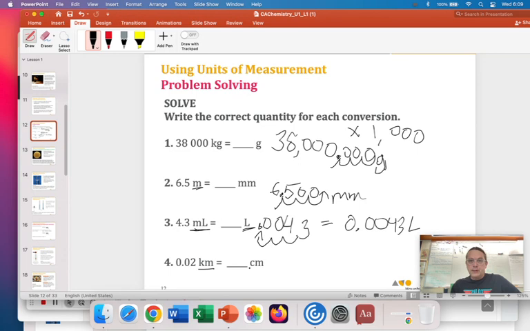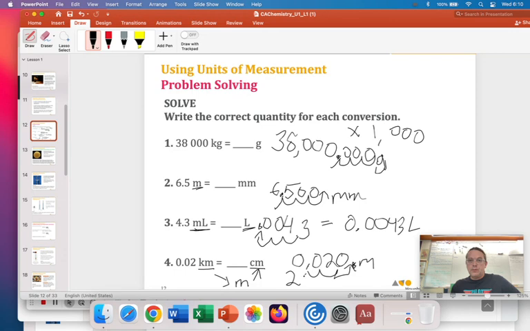Now, whenever you see a problem going from one base unit with a prefix to another base unit with a prefix, like from kilometers to centimeters, we want to do 2 conversions. First, we want to go to the base unit, which would be meters, and then into centimeters. So how many meters would be this value of kilometers? We would have to multiply by 1,000. So move the decimal 1, 2, 3 spots, and it would go here. So this is equal to 20 meters.